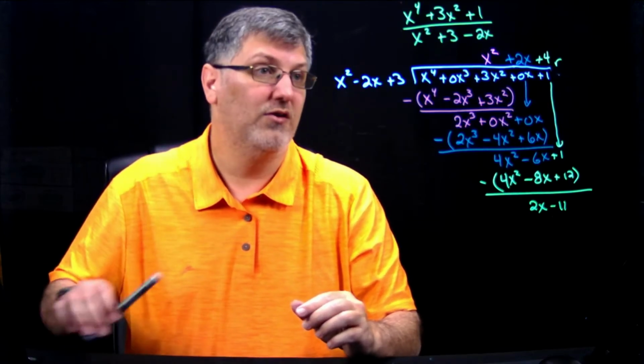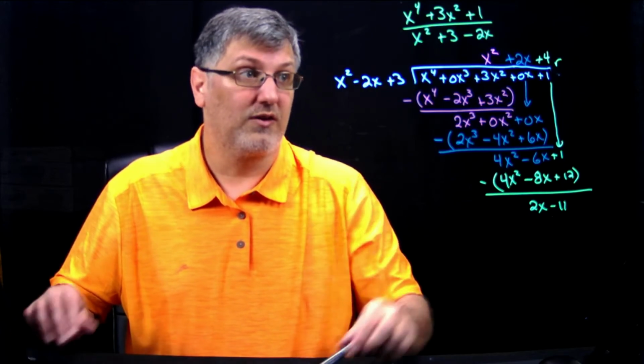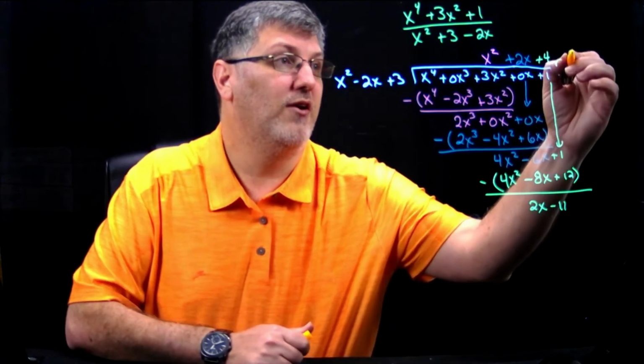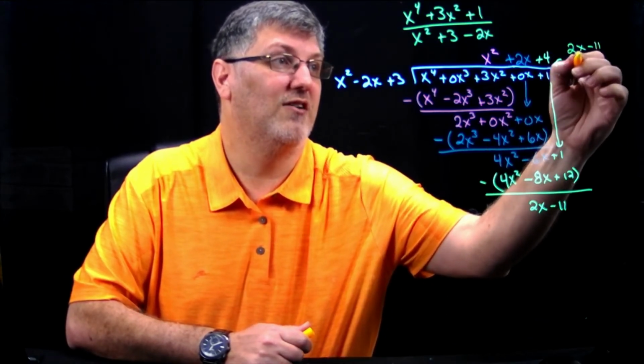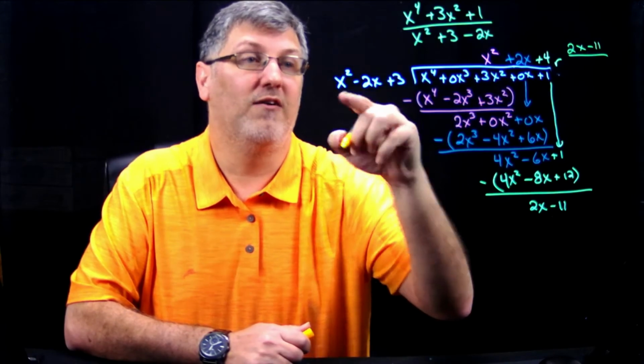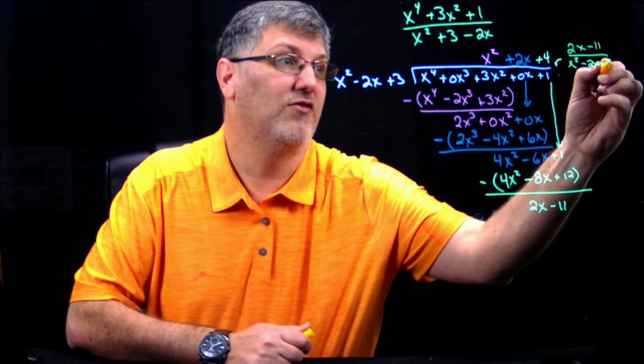So I'm going to write my remainder as 2x minus 11. Oh, haven't I used this color? I think I've used this one. That literally was just the color I was using. Gotta love it. All over my divisor, which is x squared minus 2x plus 3.